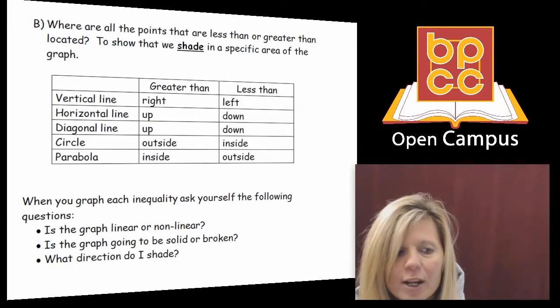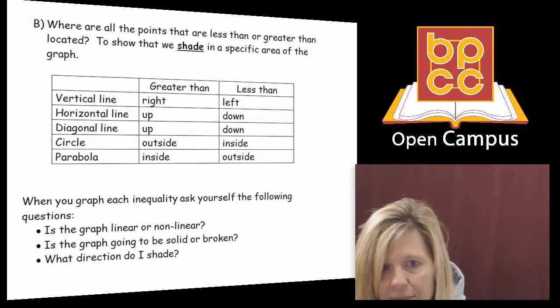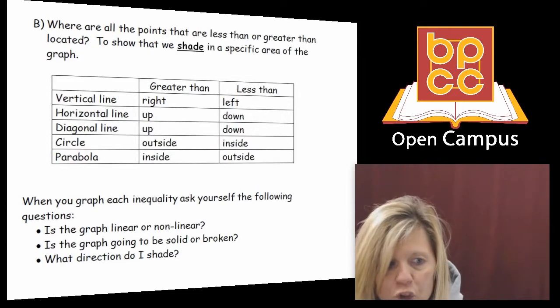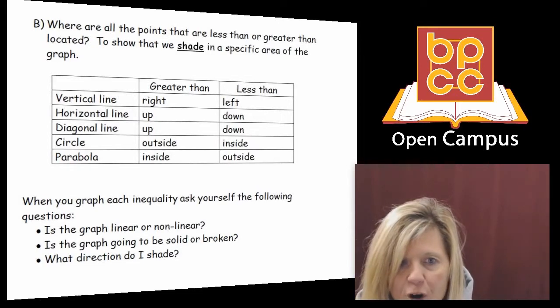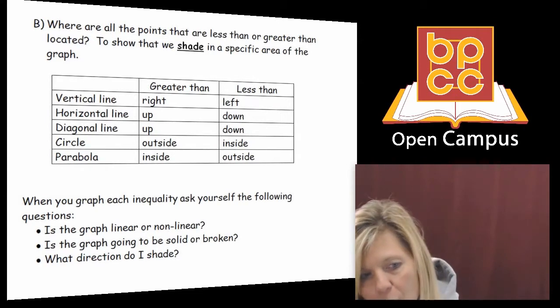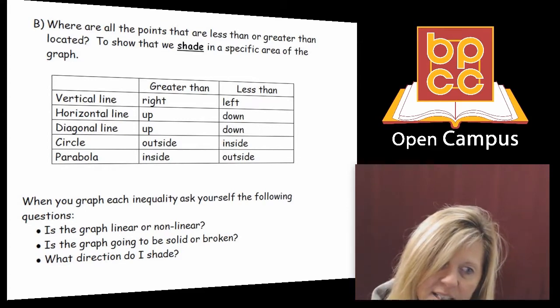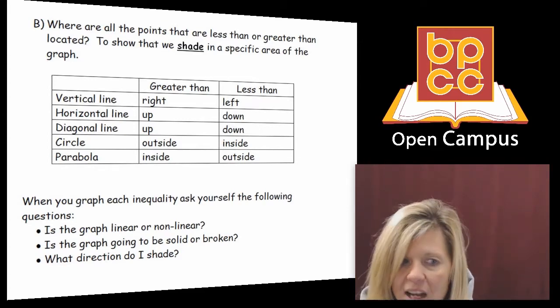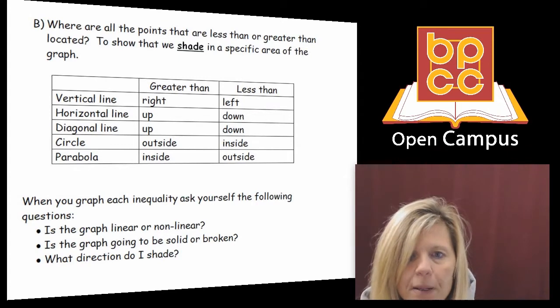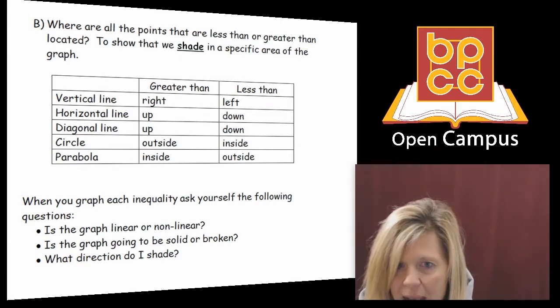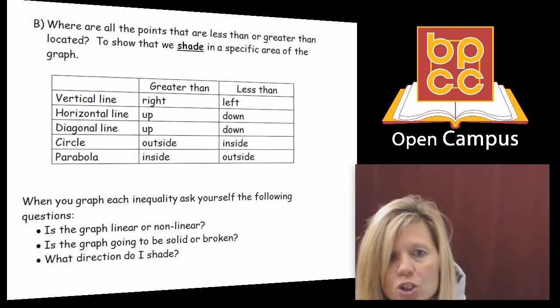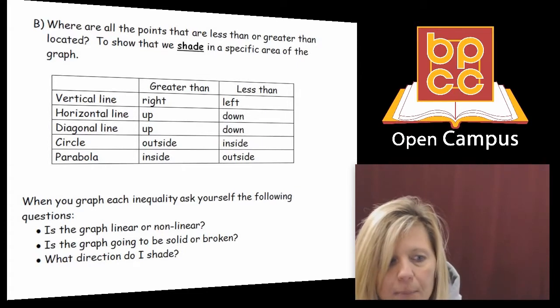And depending on what you graph depends on how you shade. So I have here a little chart for you to remember. If it's a vertical line, greater than will shade to the right, less than is going to shade to the left. If it's a horizontal line, greater than shades up, less than shades down, and so on. We'll go through each of these scenarios in a minute, how you decide which way to shade.